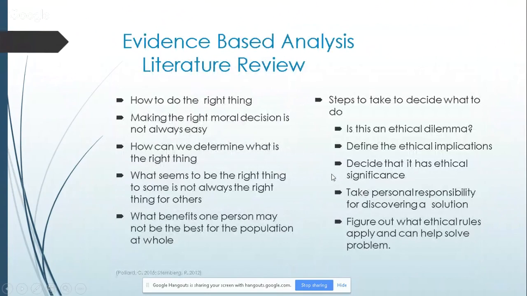So, evidence based, the analysis of ethical reasoning. I did a little bit of research review, and this was what I was able to come up with. It's how to do the right thing. Sternberg was talking about making moral decisions not always being easy. It's not always easy to know what the ethical thing to do is. It's hard to determine that. What seems to be the right thing to some people may not be the right thing for other people. It may not be the right thing in every single situation.